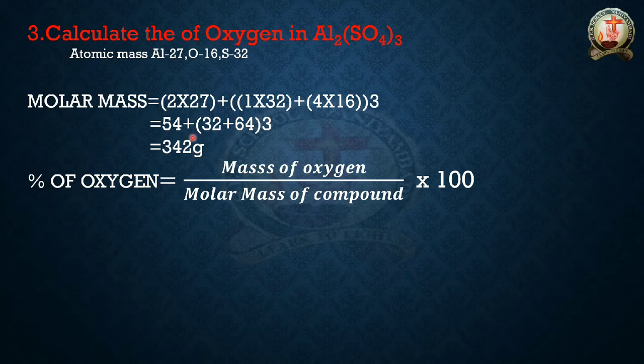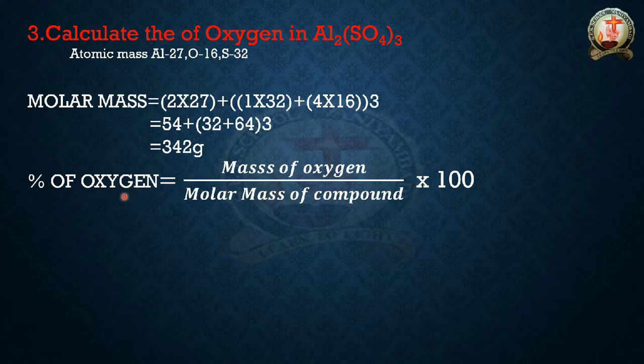Finally we can get 342 grams for the molar mass of aluminium sulfate. Okay. Now what they're asking is: calculate the oxygen percentage. So I'm going to calculate the oxygen percentage.